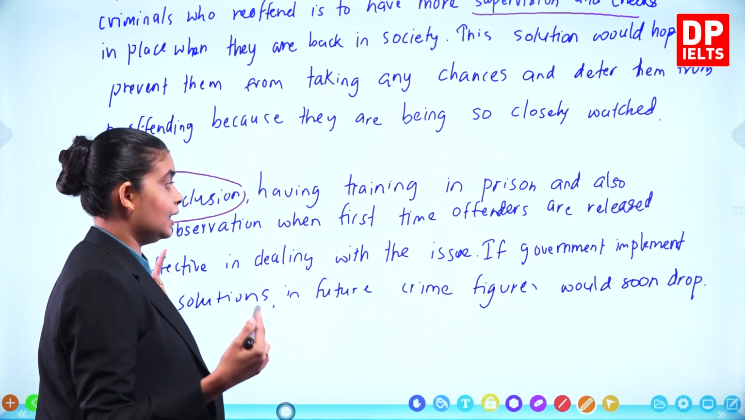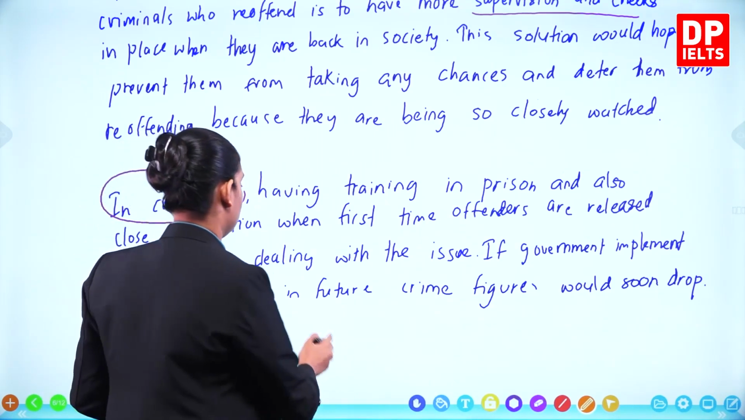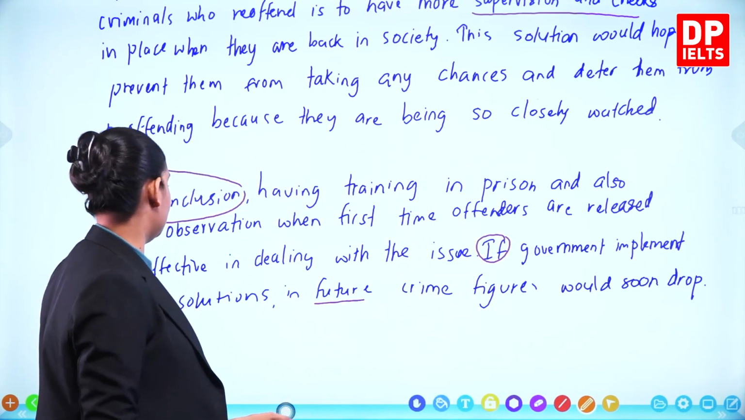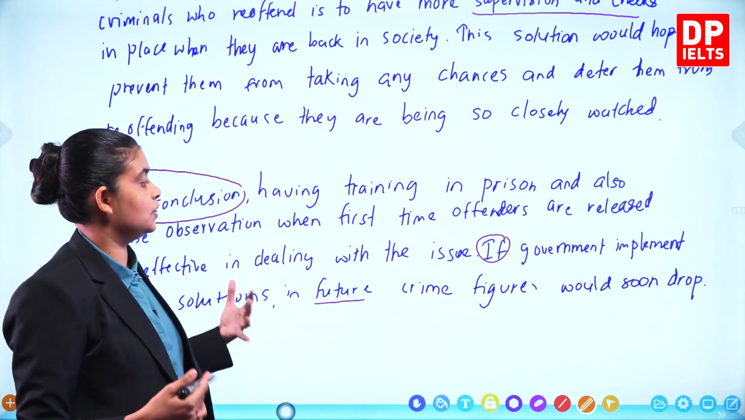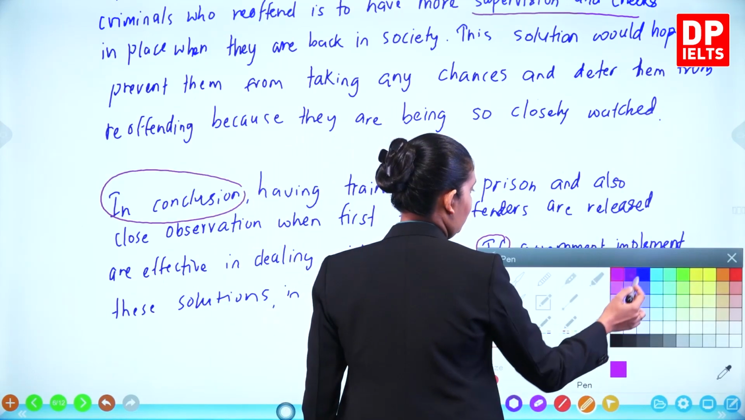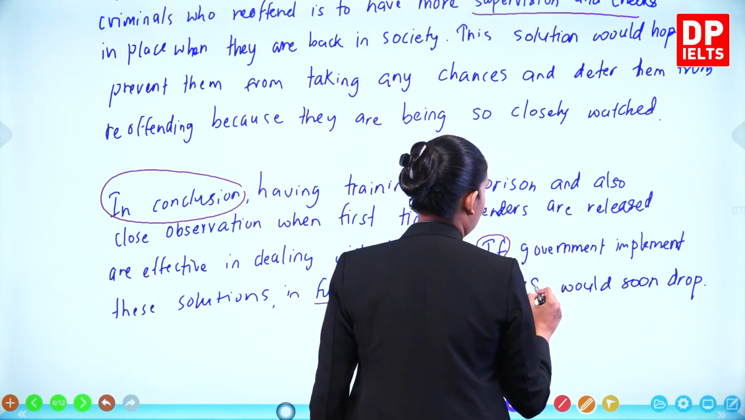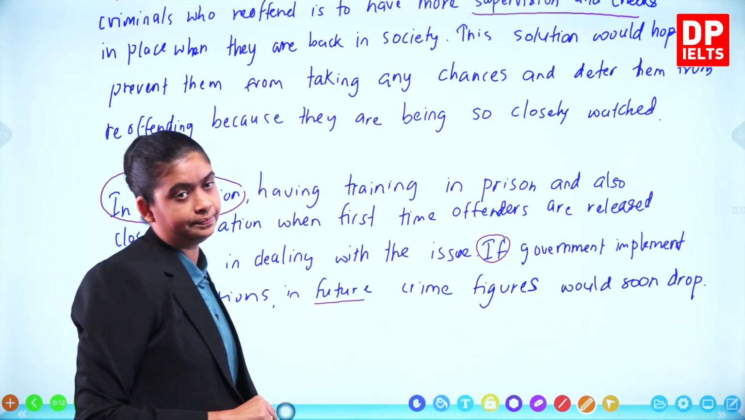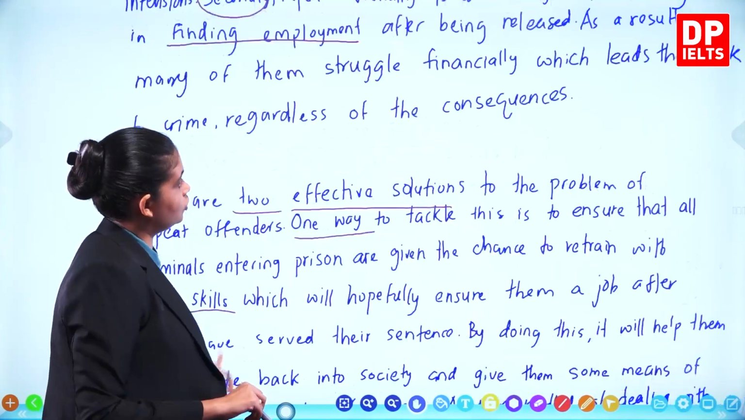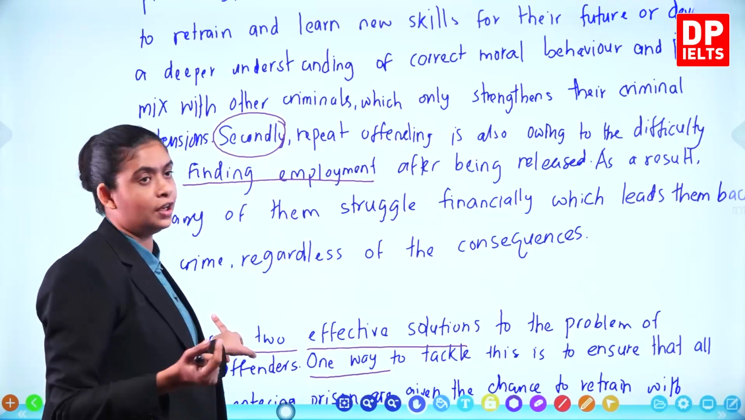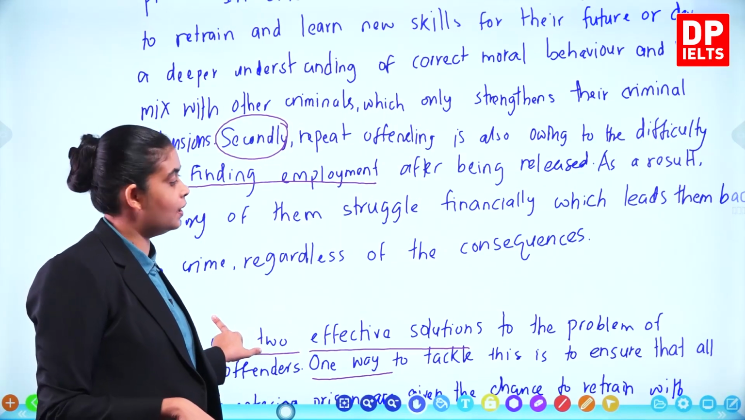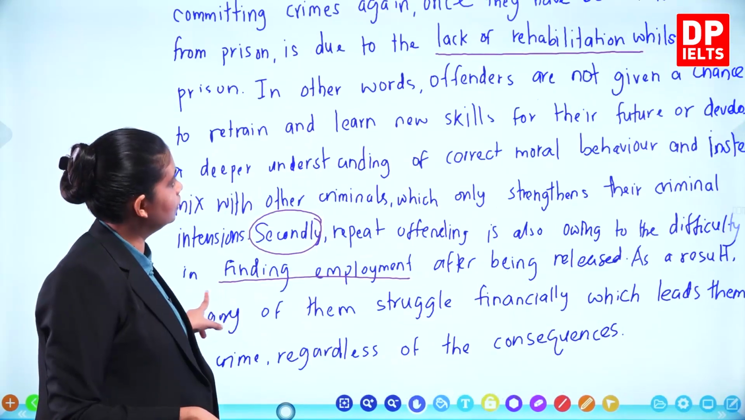Okay? And if that is in future, you can see future, if the government implement these solutions, then in future the crime figures would soon drop. Okay? So it is important that you understand this structure. What is the structure? You have the introduction, you have cause 1 and 2. For that, you have solution 1 and 2 in the next body para, and then finally you have the conclusion.